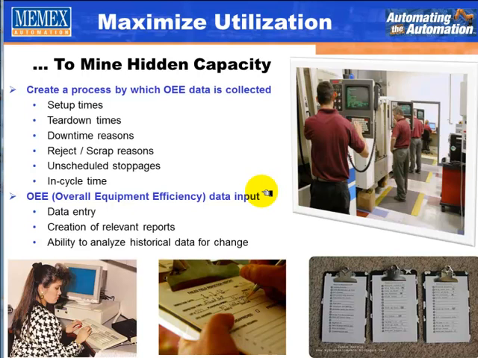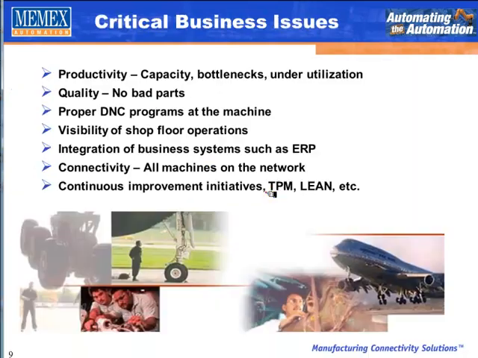So maximize utilization is to mine that hidden capacity, track how much time you're spending in setup, teardown, downtime, rejects, unscheduled stoppages, in-cycle time. Just to know exactly how the machine is working is what OEE is all about. Ultimately, it's to increase productivity, make sure you've got the proper D&C programs, visibility of the shop floor operations, and connectivity through your machines across the network.